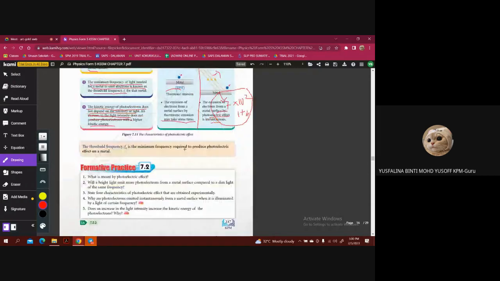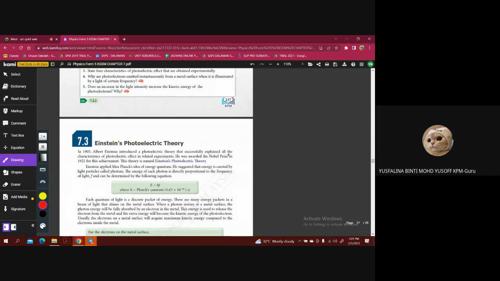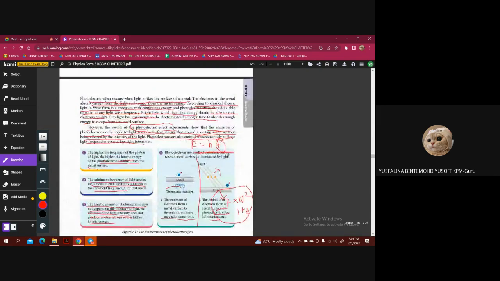So the threshold frequency f0 is the minimum frequency required to produce the photoelectric effect on a metal. So what is the photoelectric effect? The photoelectric effect is when the electron comes out from the metal by using light. So that is the photoelectric effect.